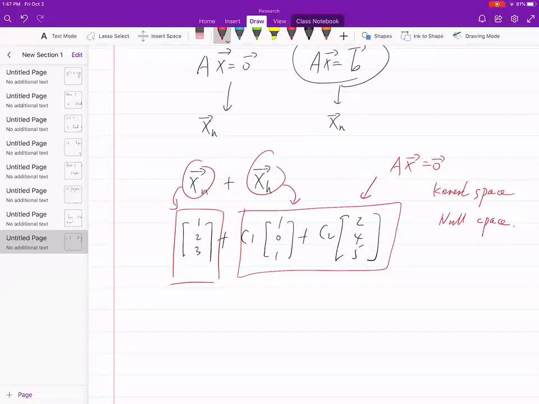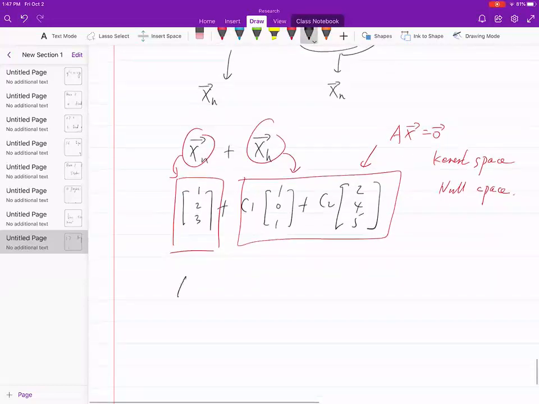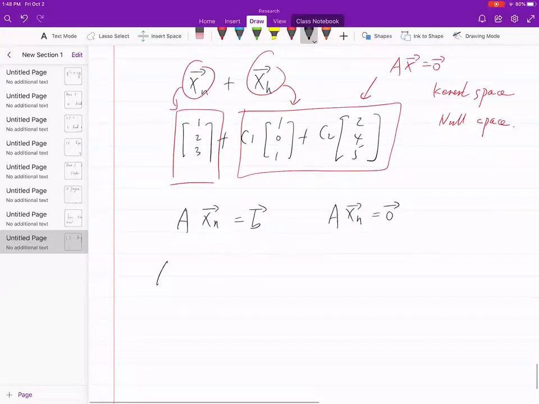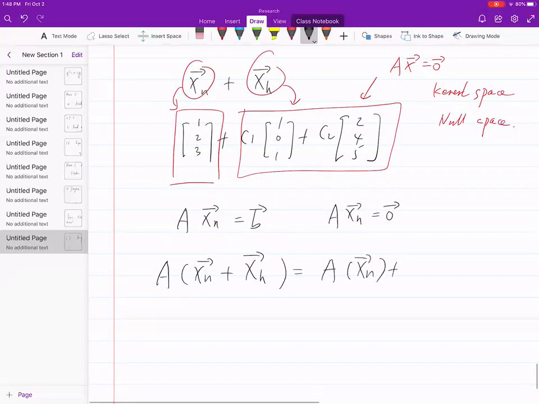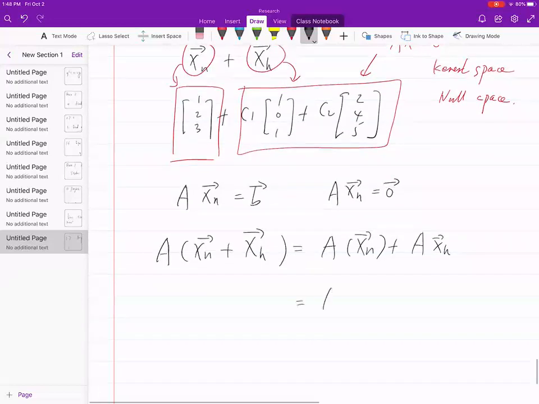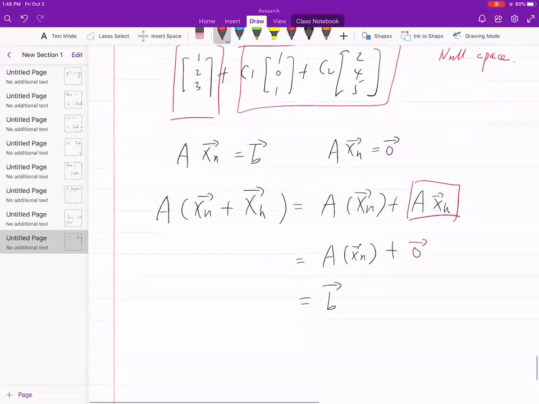Why is it that case? Well, let's go even further. We do know this is happening because this one is how we found xp. We do know A xh equals 0. That's what we mean by solution to homogeneous. But then we know A(xp plus xh) equals A xp plus A xh, which equals A xp, which equals b. And this part goes to 0 because it's the solution of the homogeneous. Of course it's 0.